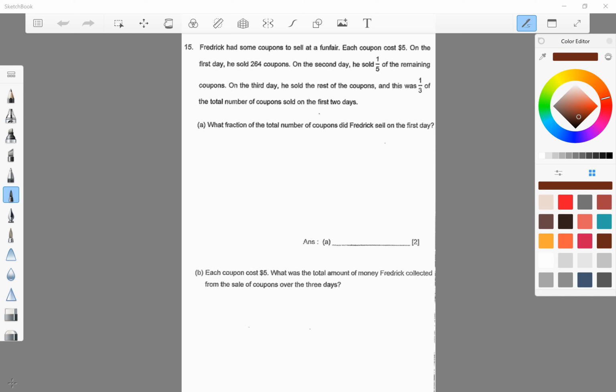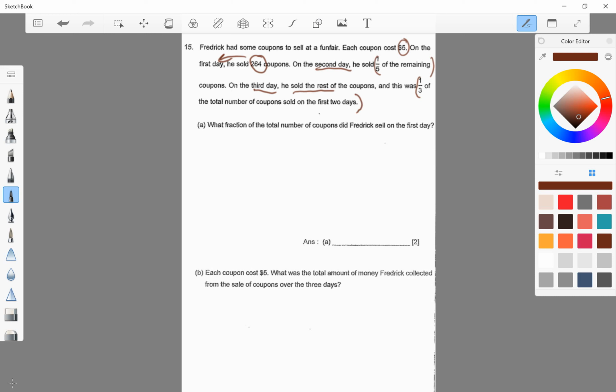So Frederick had some coupons. Each coupon cost $5. Okay, let me just do my annotation. On the first day, he sold 264 coupons. And thereafter, on the second day, he sold 1/5 of the remaining. And they informed us that on the third day, he sold the rest of the coupons. And they even said that this was 1/3 of the total number of coupons sold on the first 2 days.